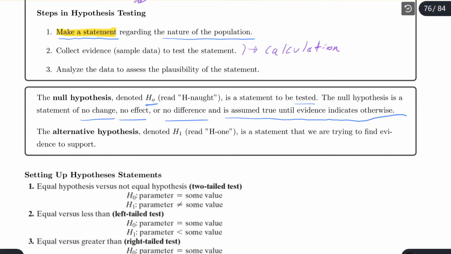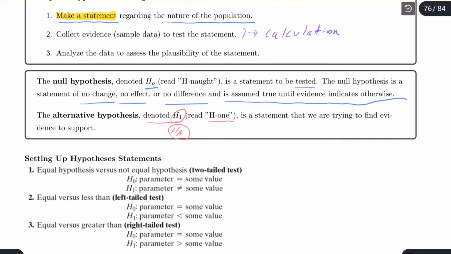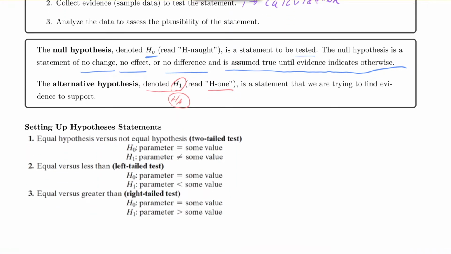Similar idea here. We assume the null hypothesis is true unless evidence indicates otherwise. The alternative hypothesis is known as H1. We write H1, and sometimes we also write HA. A stands for alternative, so both mean the same thing. H1 or HA is a statement that we're trying to find the evidence to support. We'll look at some examples of how to form this, but just know that we have two statements when we're doing hypothesis testing. And there are three types of tests, three ways to set up the null and alternative hypothesis.